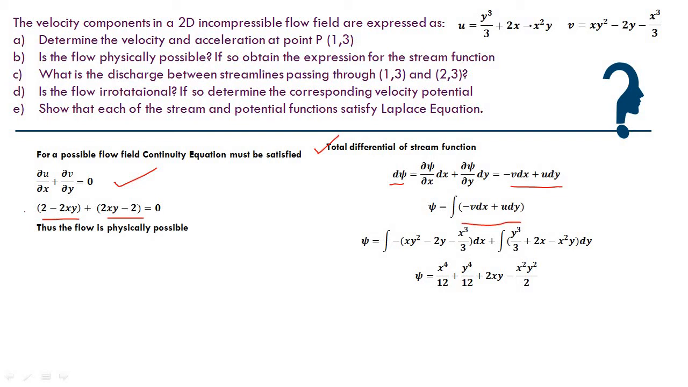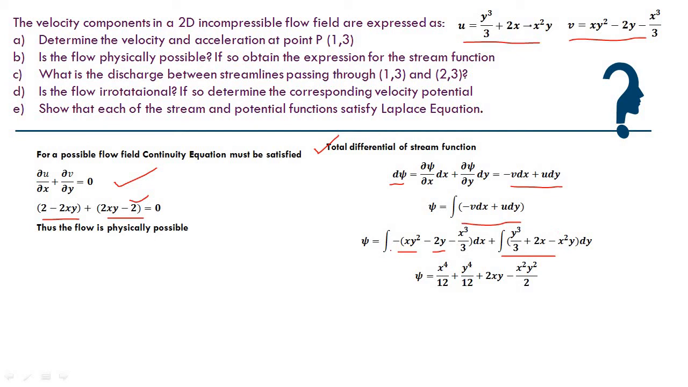v and u are known. For example, v is 2xy minus 2, and u is xy square minus 2y minus x cube, and u is y cube by 3 plus 2x minus x square by. So integral of minus v dx plus integral of u dy. So what is the integral of minus xy square with respect to x? You can integrate: y square and x square by 2. Similarly, integral of 2y with respect to x, that is 2xy.